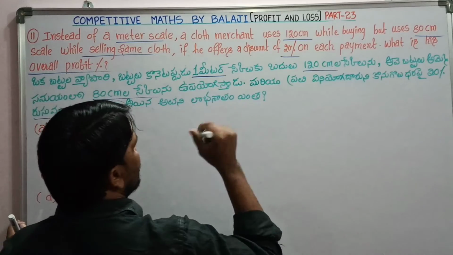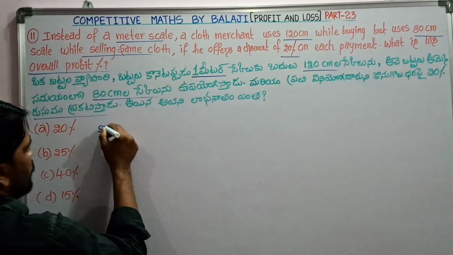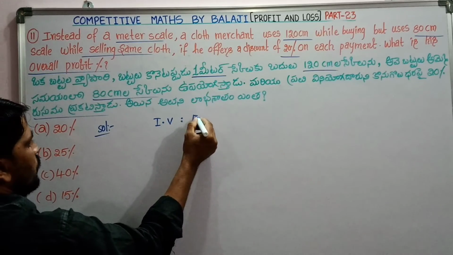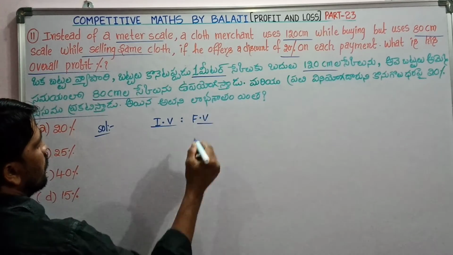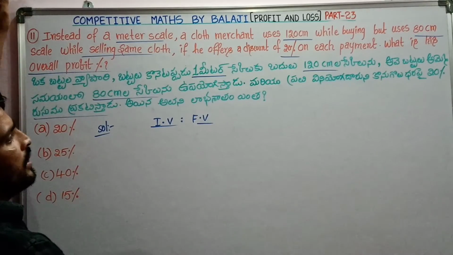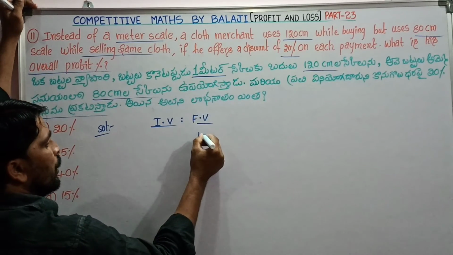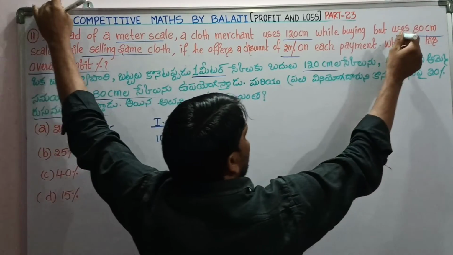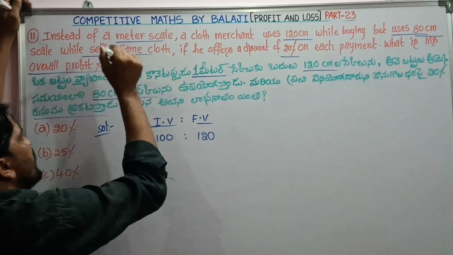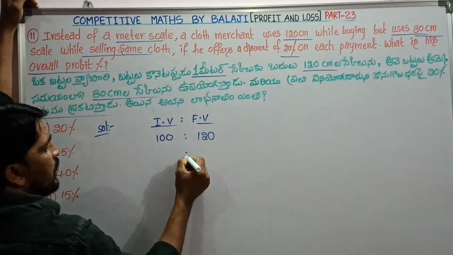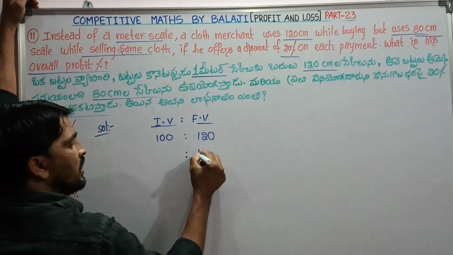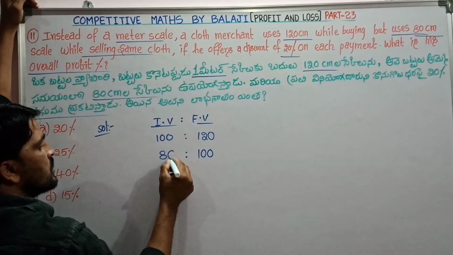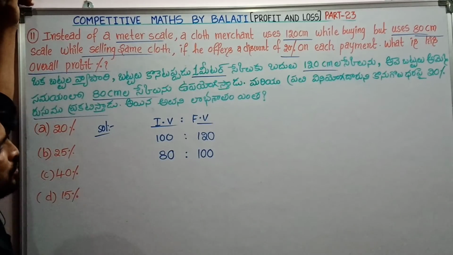We know that 1 meter is equal to 100 centimeters. Solution. Consider the ratio of initial value to final value. While buying the cloth, he uses 120 centimeter scale instead of 100 and uses 80 centimeter scale while selling the same cloth. Actually, he has to use 1 meter scale, that is 100 centimeter scale. Instead of 100 centimeters, he gives only 80 centimeter cloth.